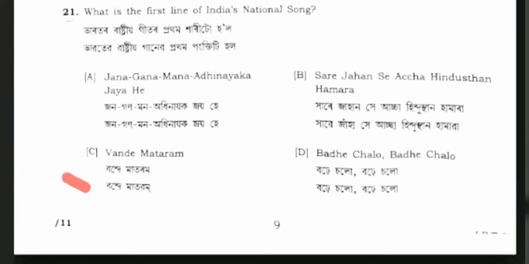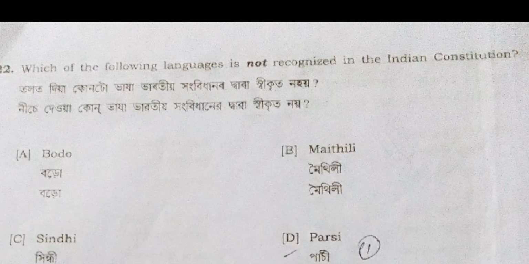And the next question is, which of the following languages is not recognized in the Indian Constitution? A. It's given Bodo, B. Maithili, C. Sindhi, or D. Parsi. So the correct answer is Parsi, D.